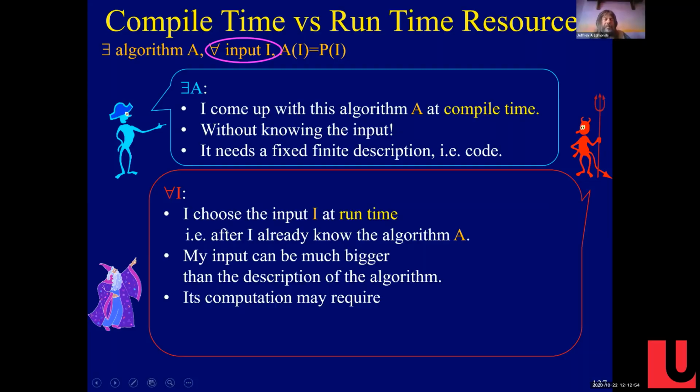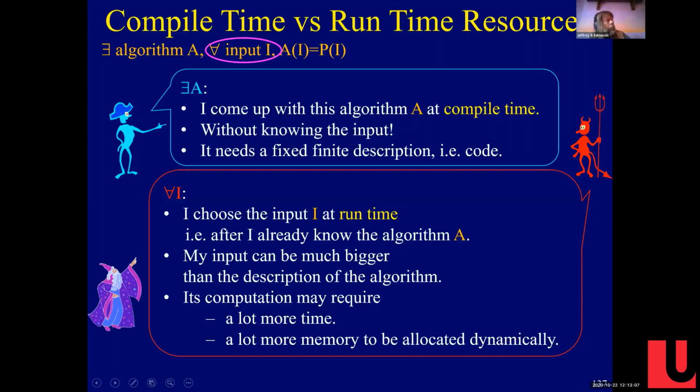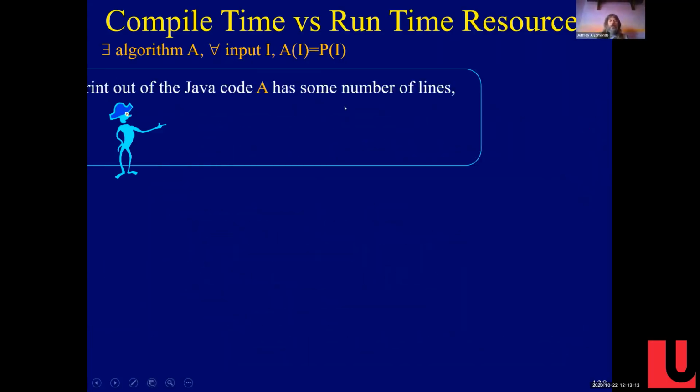So now there are resources that matter at runtime. What are the resources? After you choose the input, you can have more time, you can have more memory. So there are runtime resources versus compile time resources.